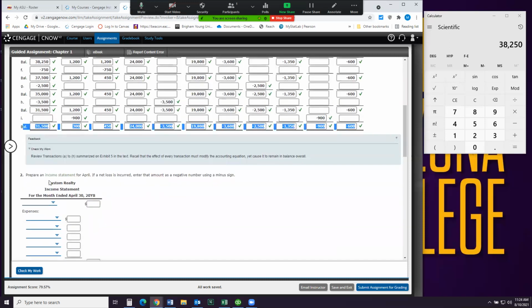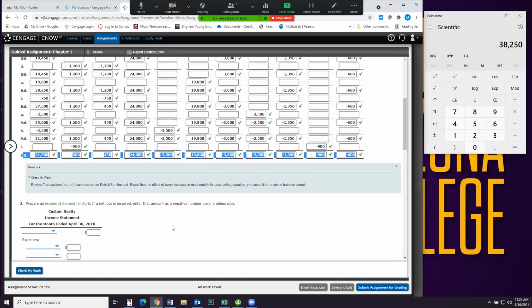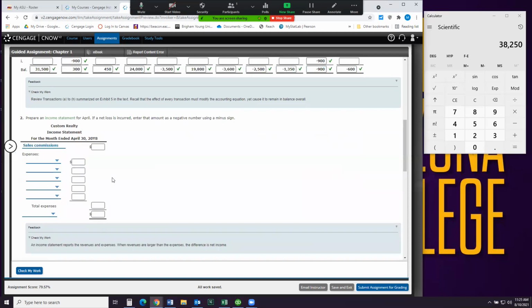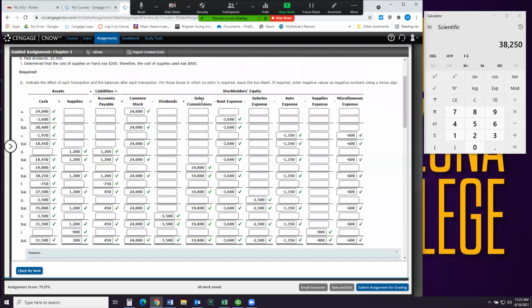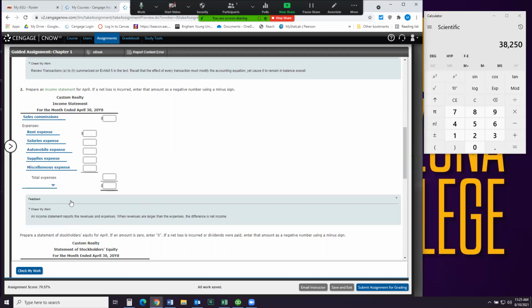So now it wants us to prepare an income statement. An income statement summarizes our revenues, that's money we brought in, and our expenses, money we've paid out. So that's going to be these over here, our sales commissions or our revenues, and then all these expenses are money we've paid out. So we'll start here and say sales commissions. And then for our expenses, we had rent expense, salaries expense, automobile expense, supplies expense, and miscellaneous expense.